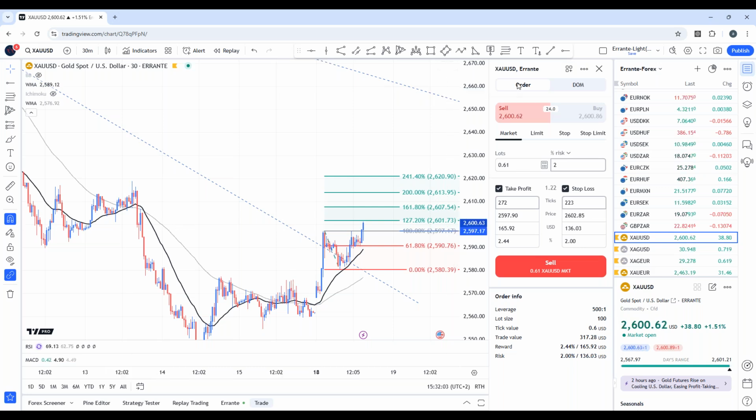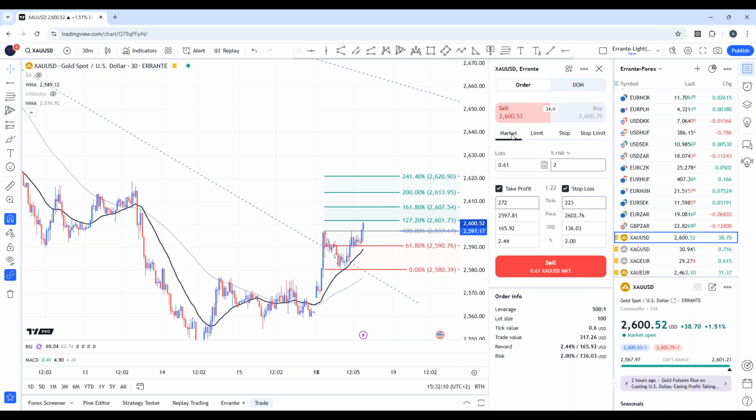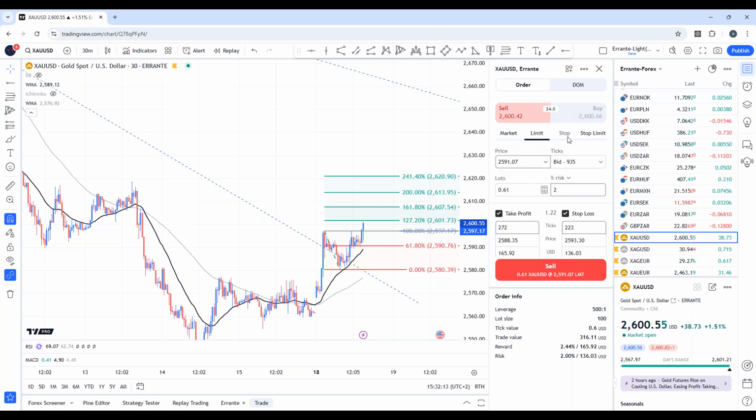First, we have the order type here, okay? You can go for sell or buy, and you can choose between instant orders, which is market execution, or limit, stop, or stop limit orders. Which means here you can choose how you want to enter the trade. The market order will execute immediately at the current price, while limit or stop orders allow for entry at predefined levels.